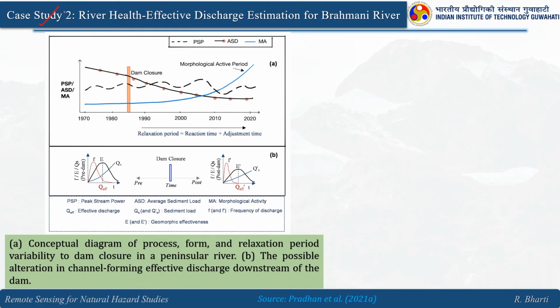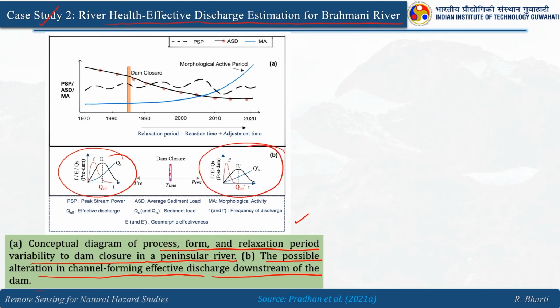This is from the case study 2, river health effective discharge estimation from Brahmaputra river. The diagram is a conceptual diagram which has the process, form and relaxation period variability to dam closure in a peninsular river. The possible alteration in channel forming effective discharge downstream of the dam. Here you can see how these curves are behaving, right. So, if you see before the dam what was the situation and after the dam what is the situation, right.